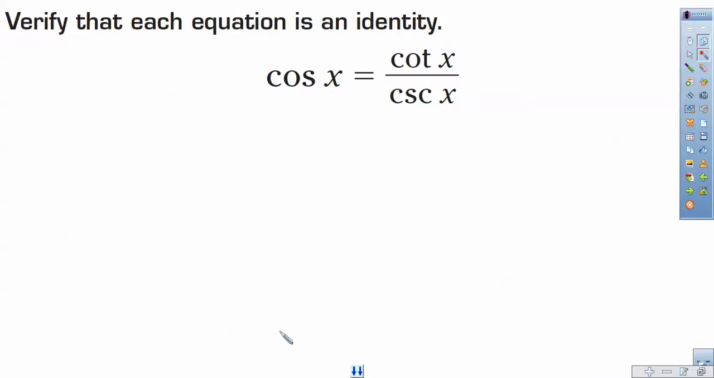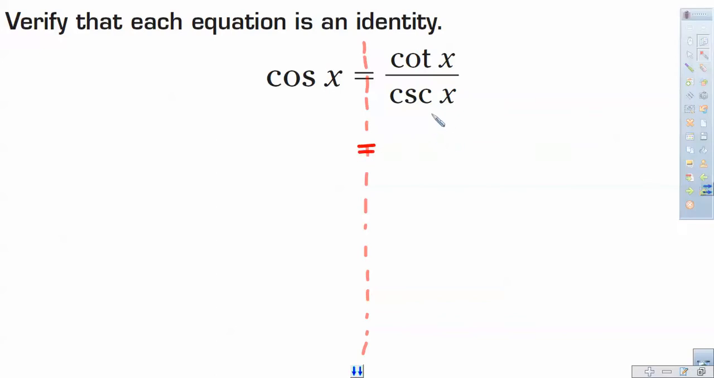So let's try this out on a problem here. Let's look at this one here. Let's show that the cosine of x is equal to cotangent of x divided by cosecant of x. When I do my work, I like to draw a line there just to remind myself that we aren't going to be crossing over that line. Okay, now the more complicated side looks like it's the right side.